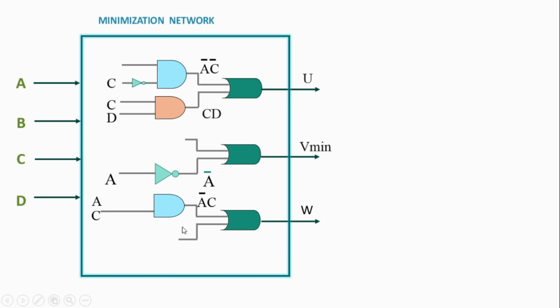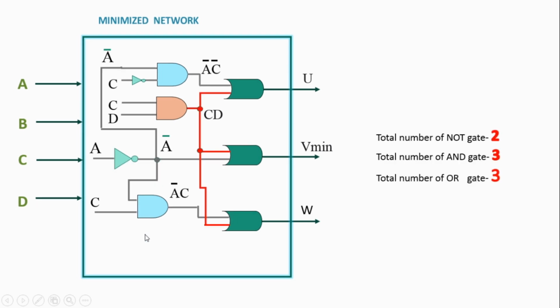Also here we need CD, and here also we need CD. We already created CD here, so we can make the connection for CD here and here also. Here also we need A bar, and A bar is already created, so we connect this AND gate with the input of A bar. So we have connected A bar here and here, and CD here, here and here. Now the total is 2 NOT gates, 1, 2, 3 AND gates and 1, 2, 3 OR gates. So we have minimized this expression.